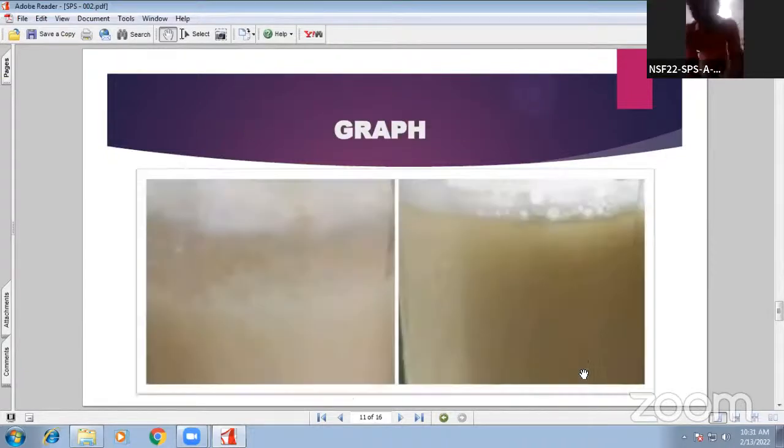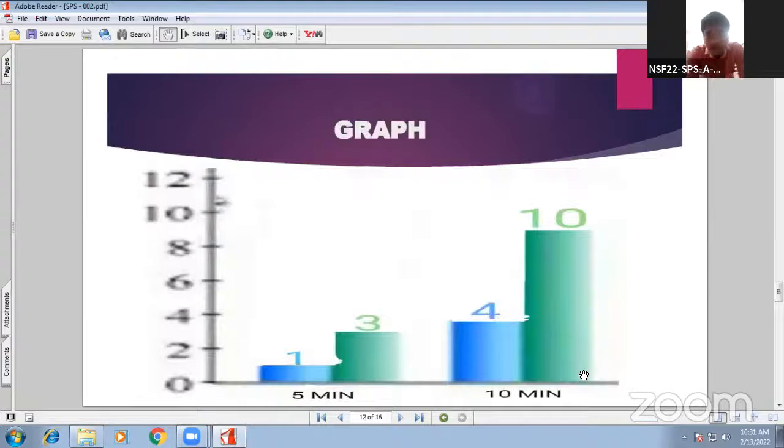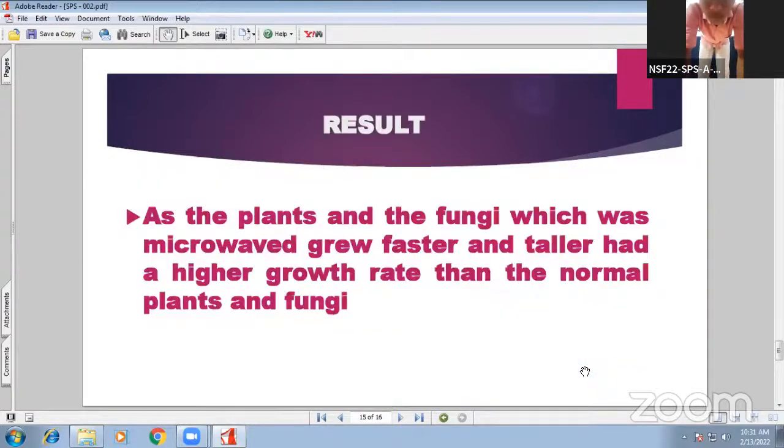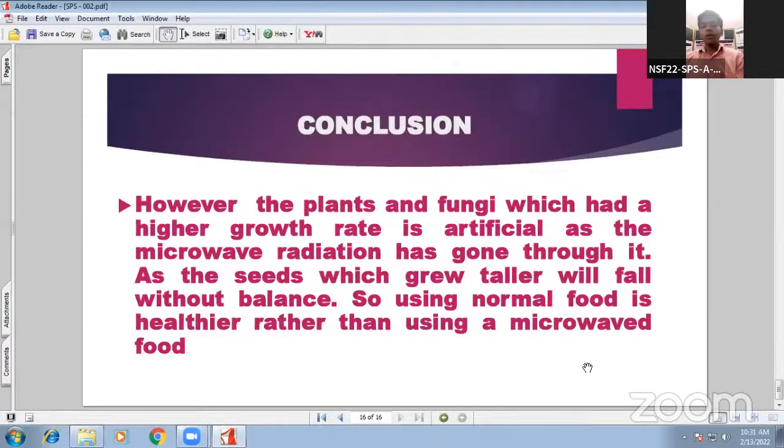The plants which we grew from microwaved seeds had a higher growth rate and grew taller, which is not good for us. It was artificial as it was microwaved. So, conclusion: using normal food is better than using microwaved food.